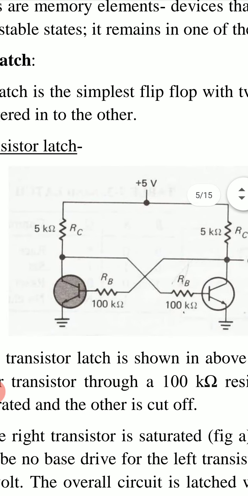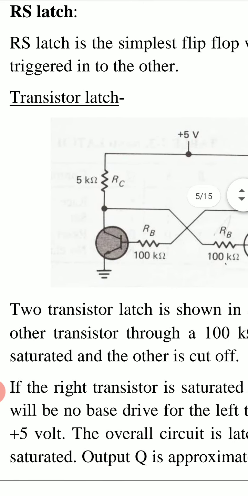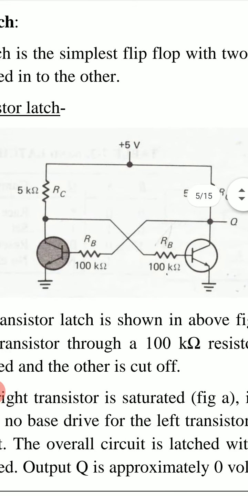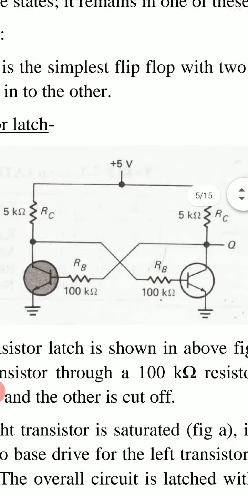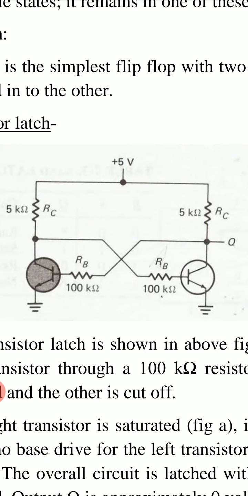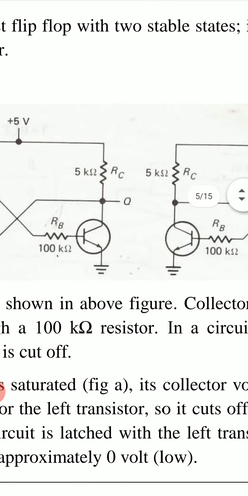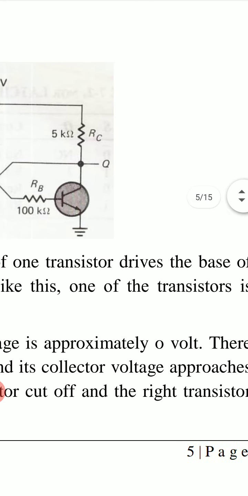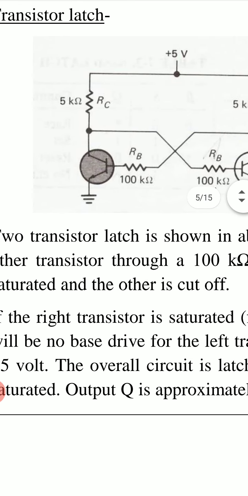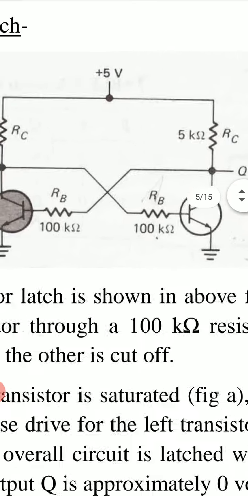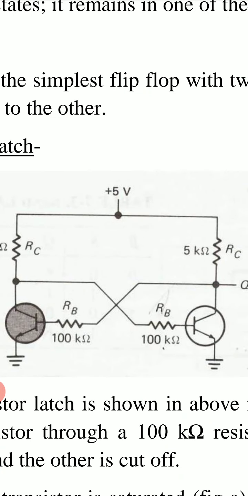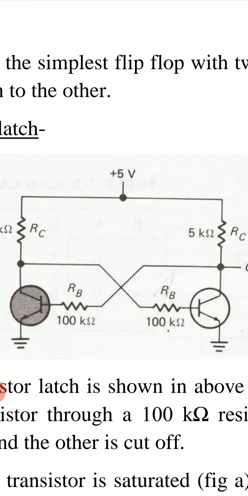It is a transistor latch. A two transistor latch is shown in this figure. The collector of one transistor drives the base of the other transistor through a 100 kilo ohm resistor. We see two transistors are used in this figure, and the collector of a transistor is connected to the base of the other transistor through a 100 kilo ohm resistance.